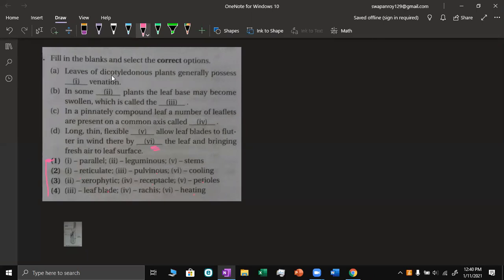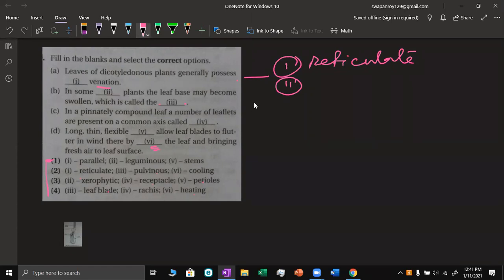So this one, leaves of dicotyledonous plants generally possess dash venation. Which venation? One should be reticulate. Number two: in some dash plants, the leaf base may become swollen, which is called the pulvinus. The leaf base is pulvinus.